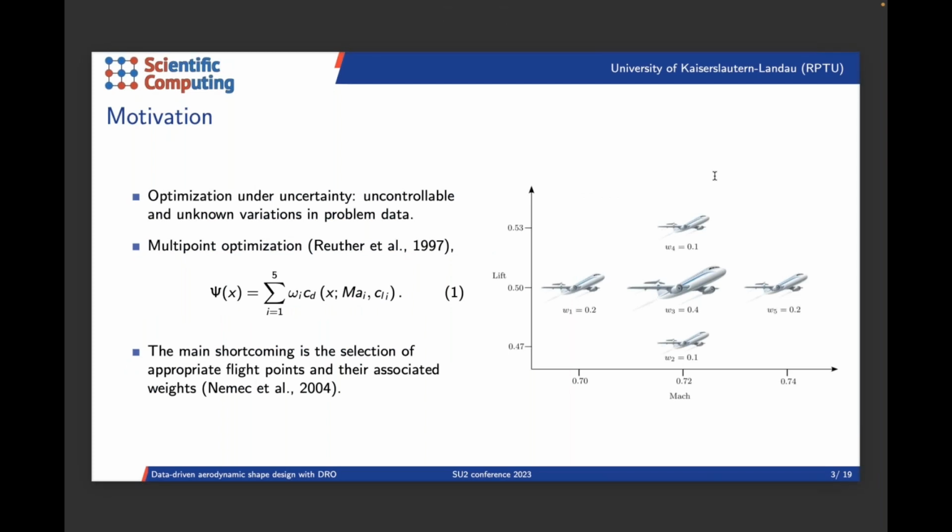So we are interested in optimization under uncertainty. In the modeling of aerodynamic shape optimization, there may exist uncontrollable and unknown variations in problem data. For example, this can be the Mach number and lift. So to deal with this uncertainty, the multi-point optimization was developed and is considered a standard approach in practice. But the main shortcoming of this approach is the selection of appropriate flight points and their associated weight. So here the x is the shape variable, omega here is the weights.